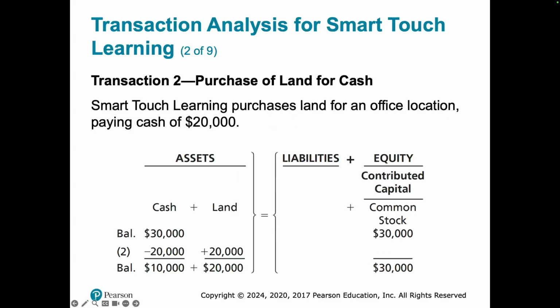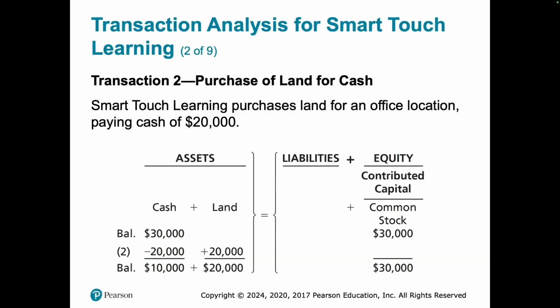Transaction two, purchase of land for cash. Smart Touch Learning purchases land for an office location, paying cash of $20,000. Now, this is where I'm going to tell you, okay, so we had assets, right? But we don't have any liability or equity being affected in this transaction. That doesn't mean that it's wrong. You can still have transactions, and a lot of transactions will only occur on the asset side, but you still have to have assets equals equity.